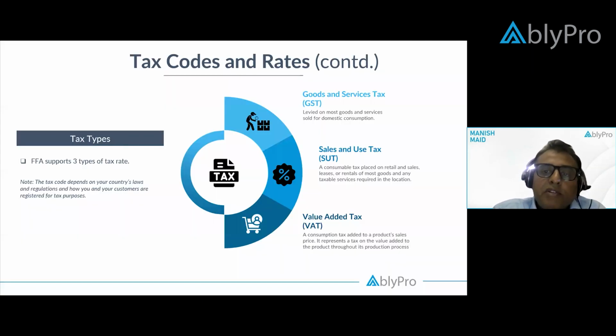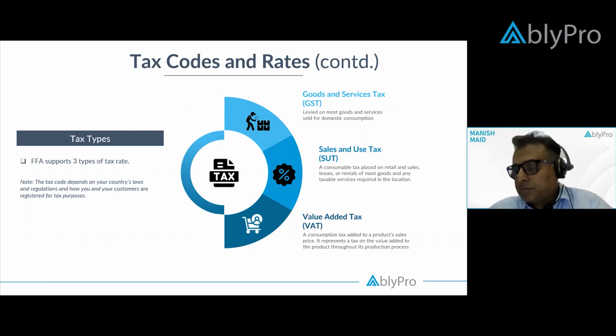Every tax code which we create here has associated tax rates. Those are the line items in the tax codes, which we can see, and which, according to the date, are active at that particular moment of time. So first is goods and service tax, that is levied on most goods and services sold for domestic consumption.